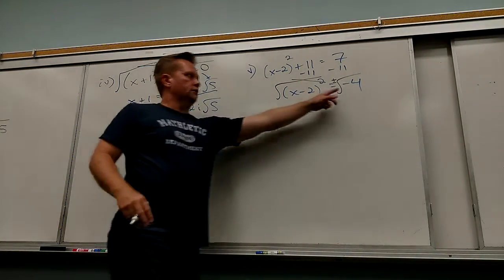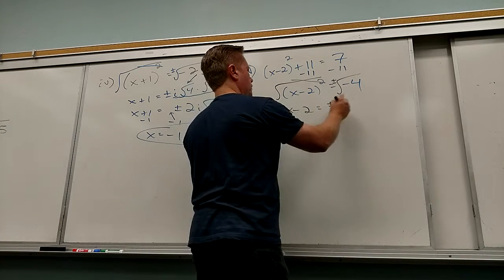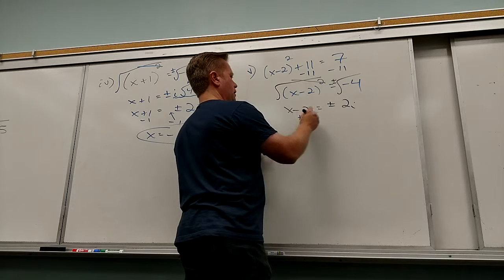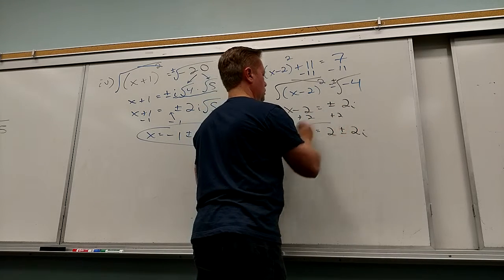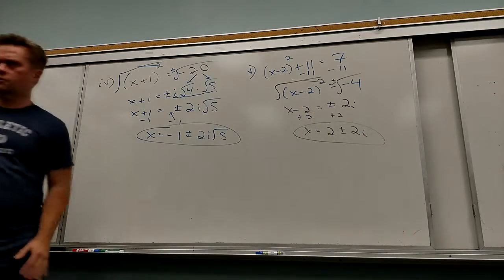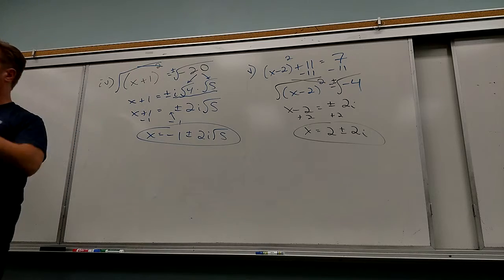And over there, what do I get? 2i, yeah. So plus or minus 2i. Then you add 2. So you get x equals 2, give or take 2i. And I don't go any further because 2 and 2i are not like terms.